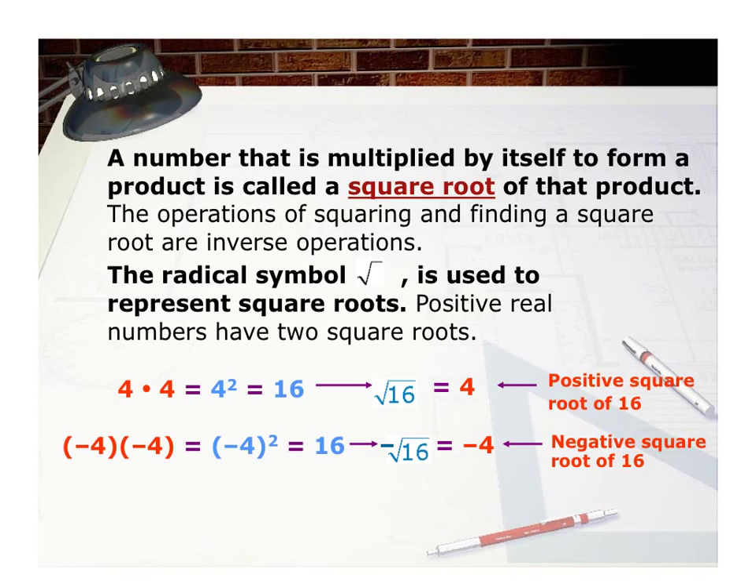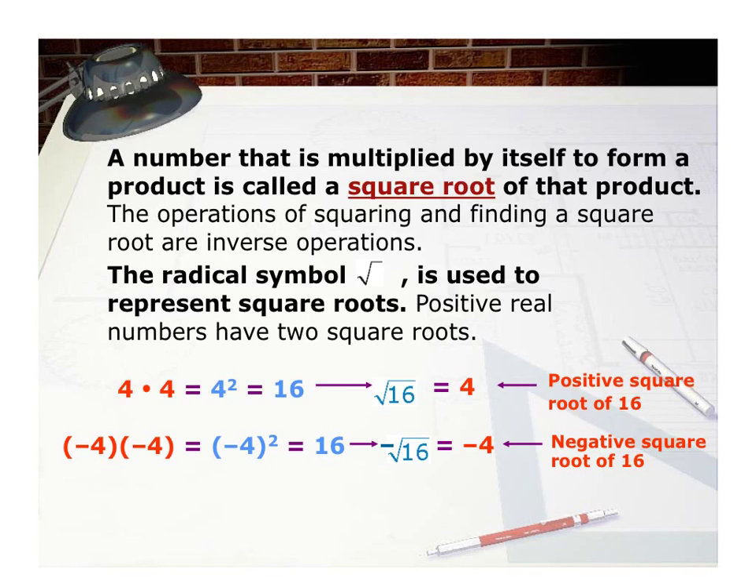Another way we become flexible with our thinking is when we start applying the idea of square roots. A number that is multiplied by itself to form a product is called a square root, and you should get that down in your notes so you understand what that is. The operations of squaring and finding a square root are inverse operations. We use something called the radical symbol, which you should also get down in your notes. It looks like a little check mark and is used to represent square roots.